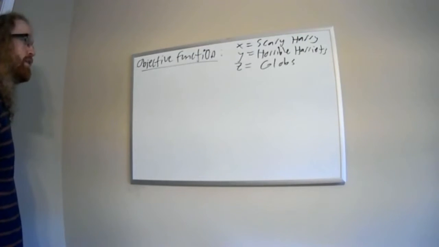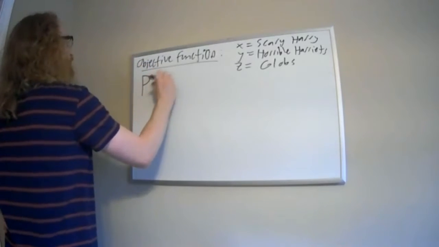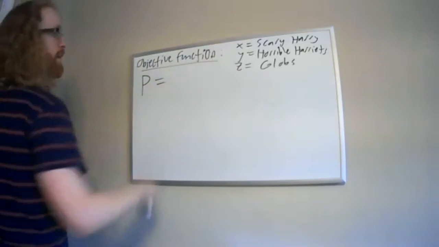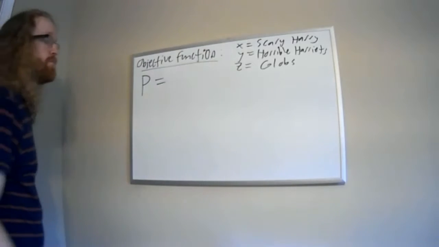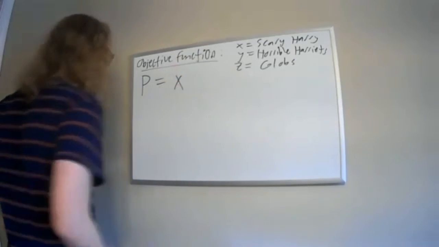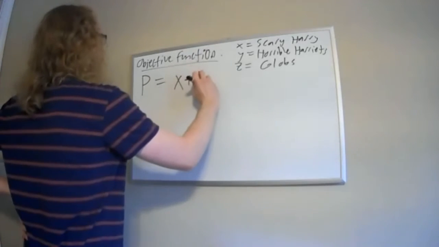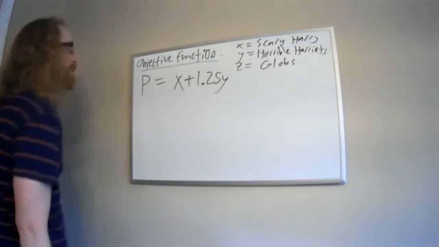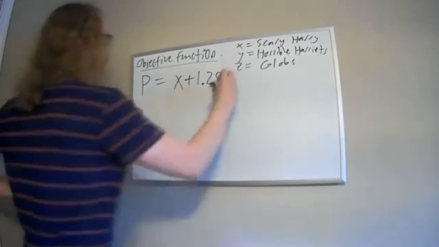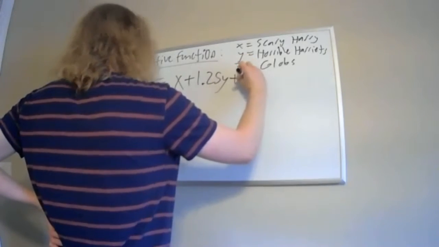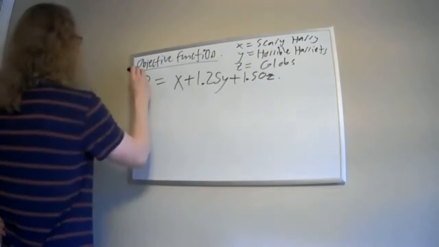Okay. Now let's collect these in our profit function, or objective function. And this will be P for profit equals, and then something involving these. We know the profits for each one. For each Scary Harry, I make $1, so that's going to just be 1x, or just x. For each Horrible Harriet, I make $1.25, so that's plus 1.25y. And for each Glob, I make $1.50, and so I get 1.5z. So here's my objective function.